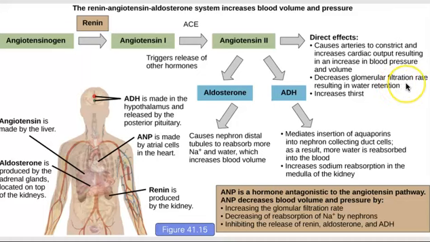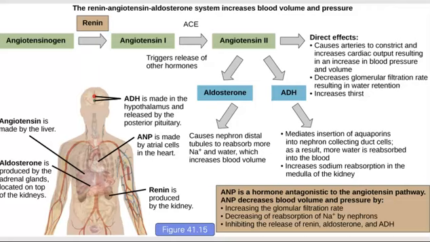We'll also decrease glomerular filtration rate because, again, we will have constriction of that afferent arteriole, so we reduce blood flow into the glomerulus, which results in water retention. We'll also increase thirst mechanisms so that we drink more water to increase fluid in our body, which increases blood volume and in turn will increase our blood pressure.